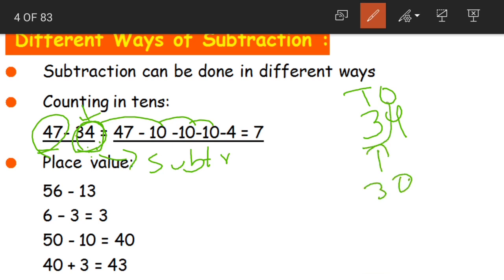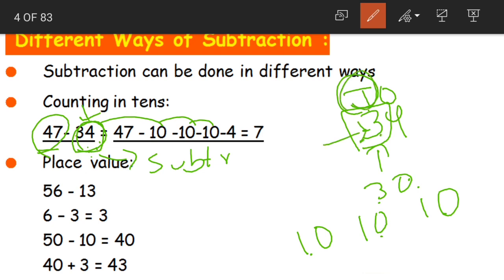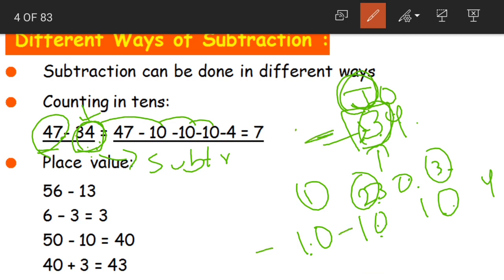It has how many tens? It has 3 tens. So how can 30 be written? 10, 10, 10. Yes, 10 plus 10 plus 10 becomes 30. Why? Because 3 is in tens place. That means the number has 3 tens. This is our first 10, second 10 and third 10. And then we have the digit 4 in ones place. Now as we are subtracting this 34, put the subtraction symbol here. Yes, 47 minus 10 minus 10 minus 10 minus 4.